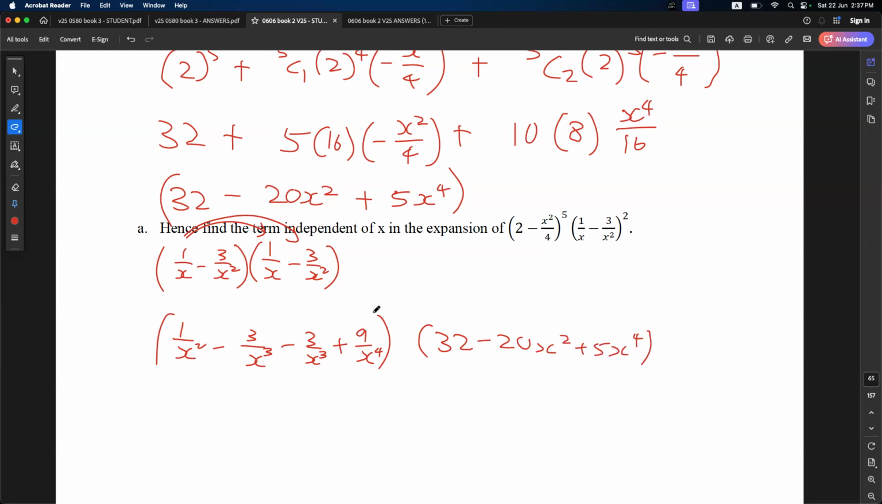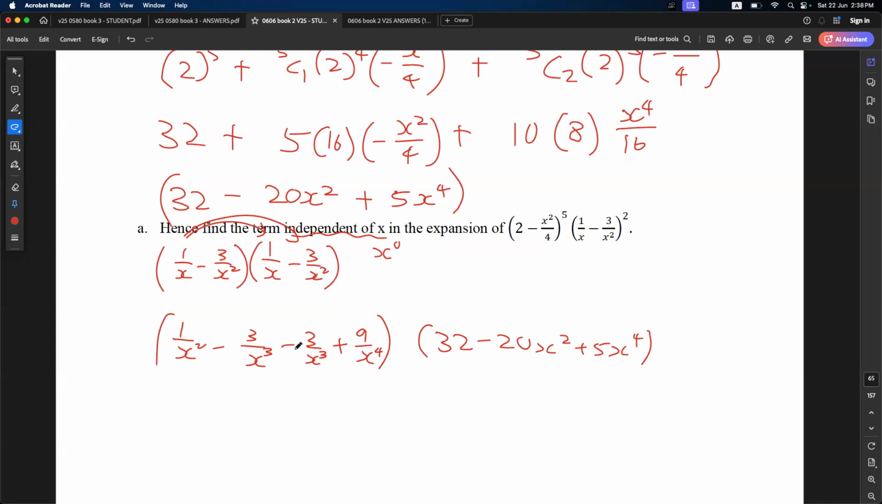Which expansion gives us a term independent of x? What does independent of x mean? It means no x. Independent of x meaning to say no x. In other words, x to the power of 0.